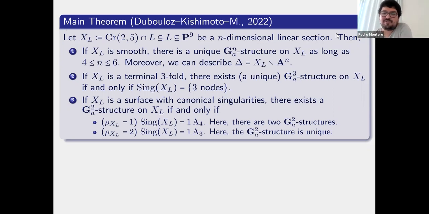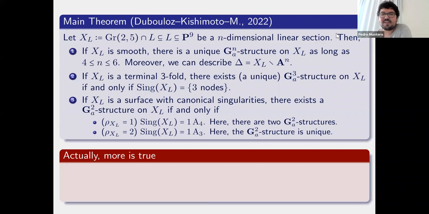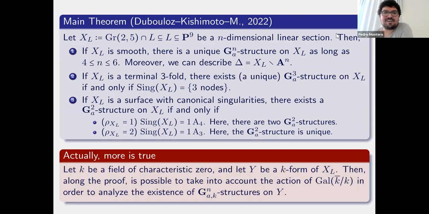And which is beautiful, I think, is that the proof actually gives us much more. We can follow up the action of the absolute Galois group during the whole proof, and we can extend some of these results to fields of characteristic zero, but any field of characteristic zero. So I will give you an application at the end of the talk.